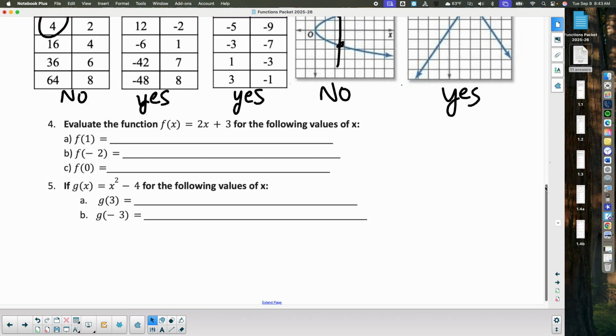Okay, the bottom half is semi-review, but it's part of functions because it's called function notation. By us putting a single number in, we can only get one answer. So that's why they're functions. So putting 1 into there would give us 5. -2 into there would give us -1. Putting 0 in would give us 3. Second equation, we'd have 9 minus 4, 5.